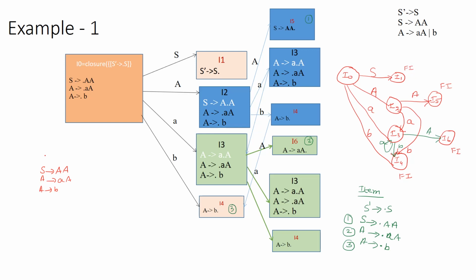So we are adding S dash derives S. So step 1, what we have to do is add one more production to the actual grammar, that is S dash derives S. So this we call the augmented grammar. So now this is the augmented grammar.